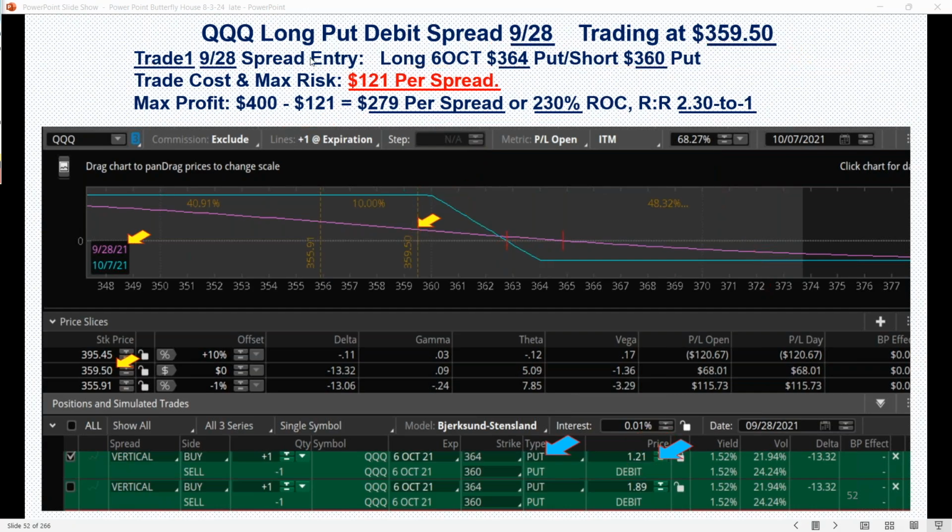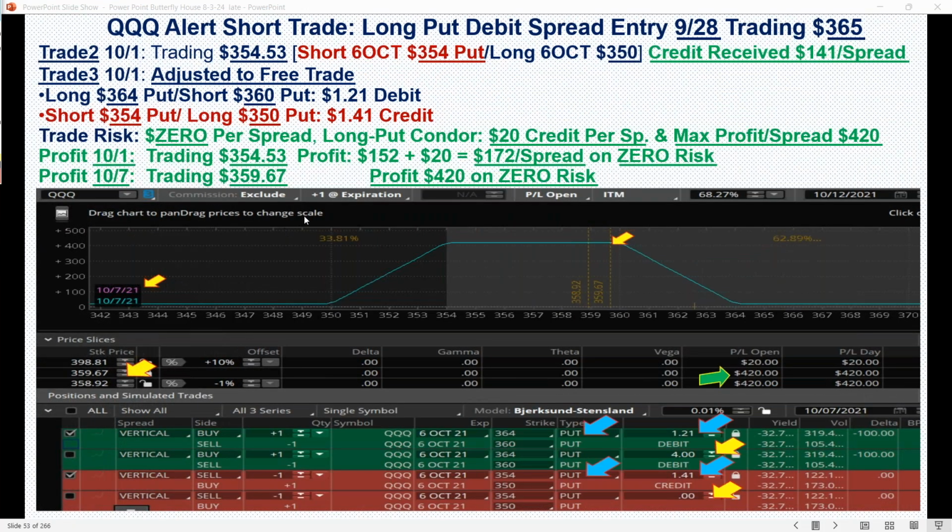So trade one, it was trading at 359, and when we originally set it up, it was trading at 365. Now it was trading down, it collapsed, and we did trade two. It was trading now at 354. Okay, so when it moved down hard, we were able to sell using the same expiration series, the 6 October, a bull put credit spread, the 354, 350 credit spread, and brought in $141.